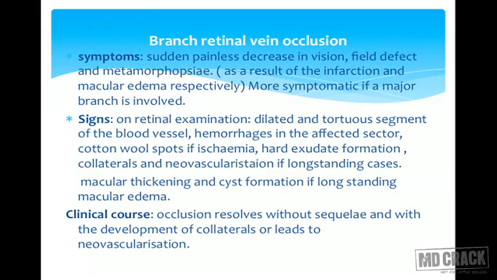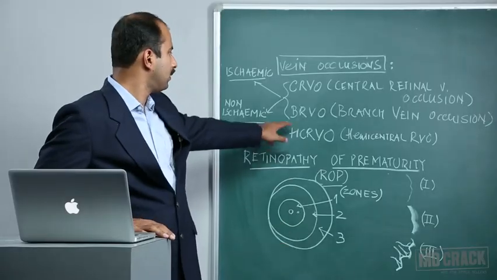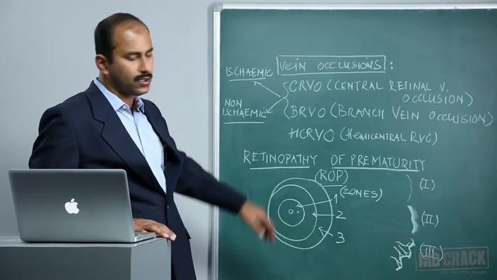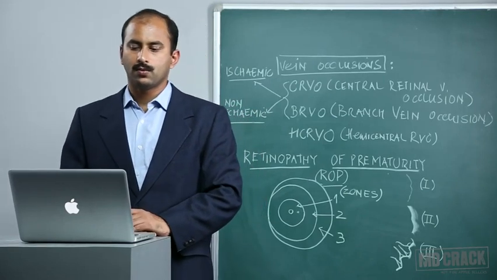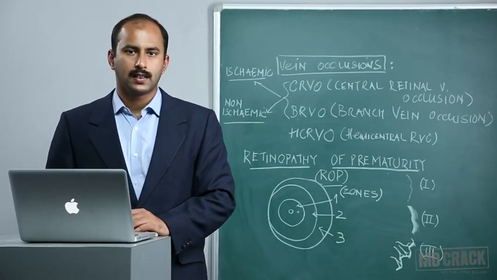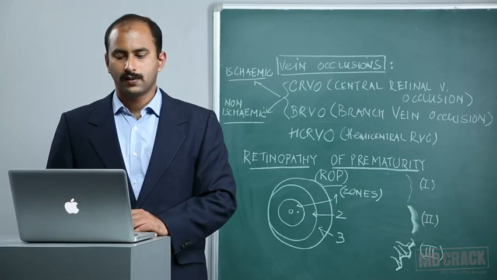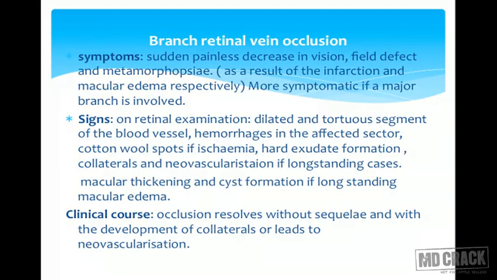Coming to branch retinal venous occlusion, which is the second part, it is also classified into ischemic and non-ischemic. The presentation is slightly more subtle, because it involves only a part of the retina and not the whole retina as involved in a central retinal vein occlusion. Now, the patient does come more with macular problems and macular edema, the symptom of which is classically metamorphopsia or abnormal shape or distortion of the image of the object.